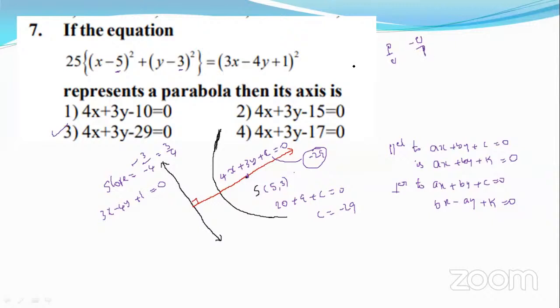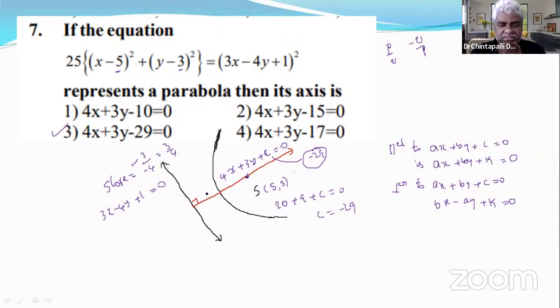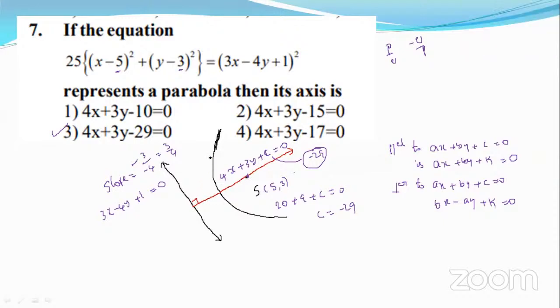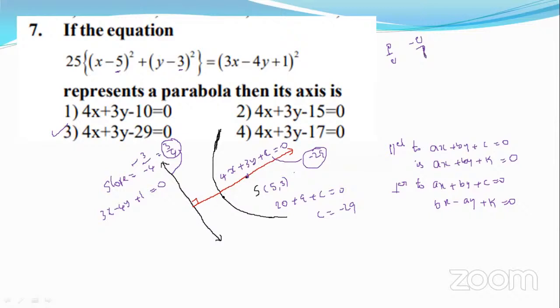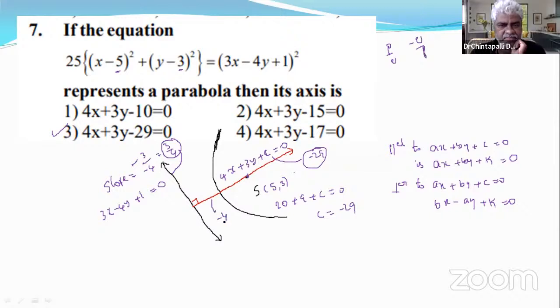What is the slope of this red line, which is perpendicular to that black line? 3 by 4 is the slope of the directrix. We want the slope of the perpendicular line. The perpendicular slope is negative 4 by 3.